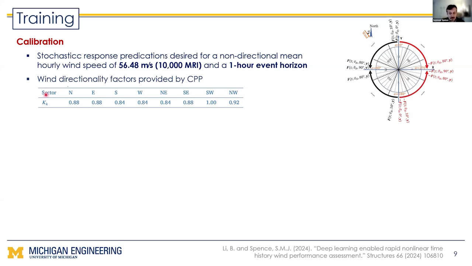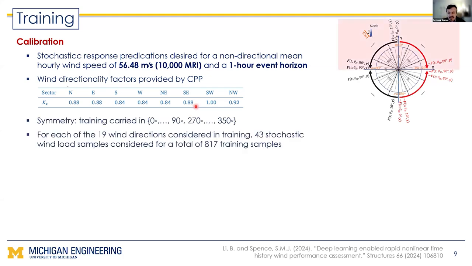Wind directionality for the sector-by-sector approach: we had directionality coefficients provided by CPP, who was the wind tunnel consultant who gave us the wind tunnel data. And these were specific for New York City. We can observe within our problem and our surroundings, we had a certain amount of symmetry. Therefore, we only had to learn the stochastic outputs for winds between 0 and 90 and 270 and 360. So looking at this kind of wind rose up here, with our building in the middle, we really only needed to consider this top half. Once we've learned that, we will be able to predict the response for the remaining wind angles.